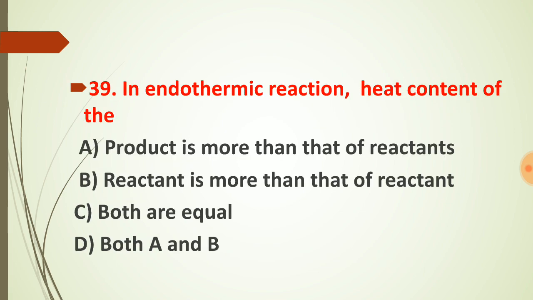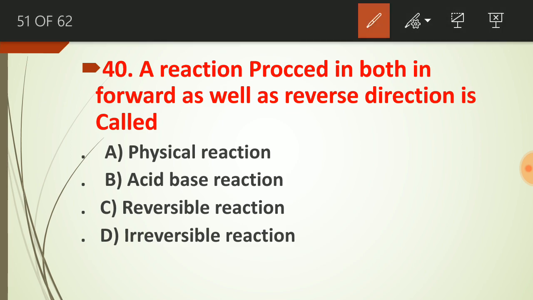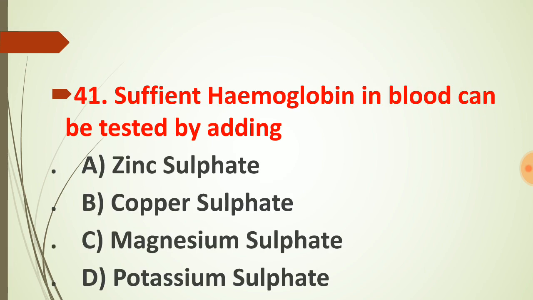Now let us move to question number 39. In an endothermic reaction, heat content of the, now I will leave this question, just analyze this question and comment what is the answer for question number 39. Question number 40. A reaction that proceeds in both forward as well as reverse direction is called a reversible reaction. If something goes forward and we can reverse it, that is called a reversible reaction, like Haber's process.